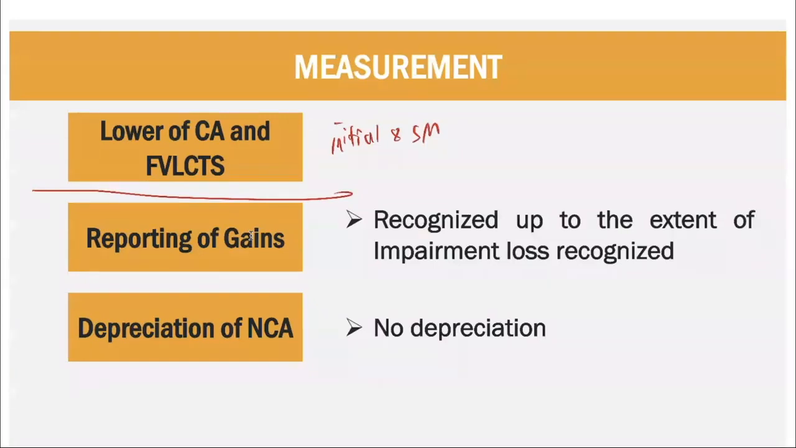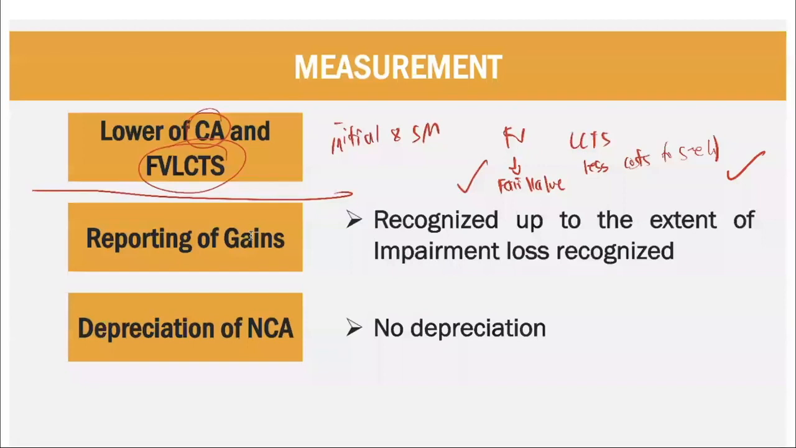For your non-current asset held for sale, the measurement is always the same. The lower of carrying amount versus fair value less cost to sell. Okay. FV LCTS, FV is your fair value. LCTS is less cost to sell. Okay? You already know what is a fair value. You already know what is a cost to sell. Just always measure it at the lower of these two, whether initially and subsequently.